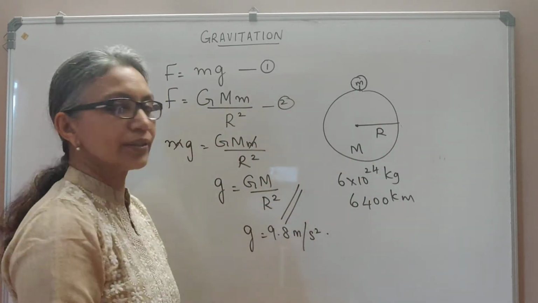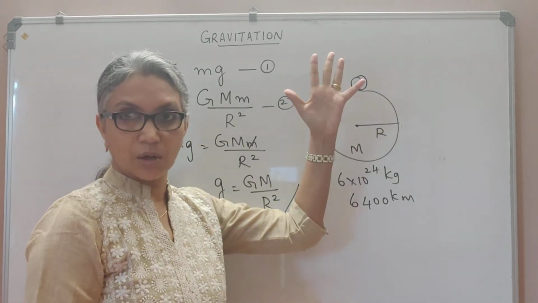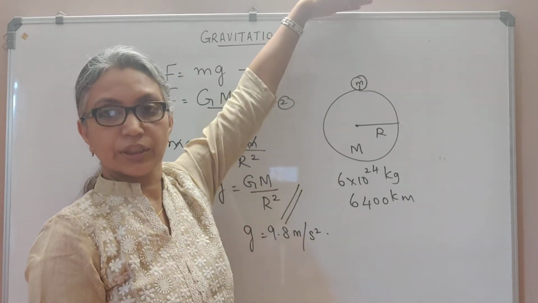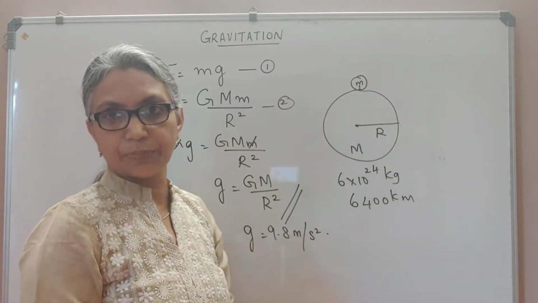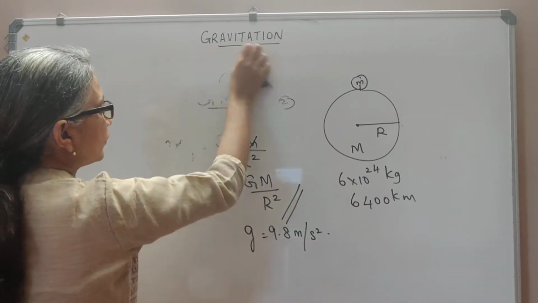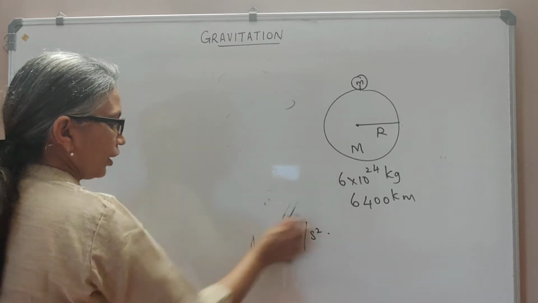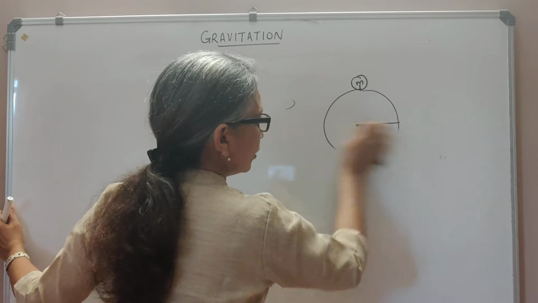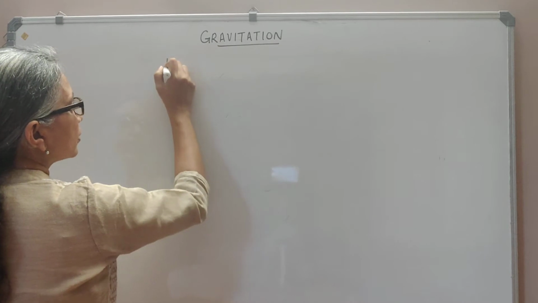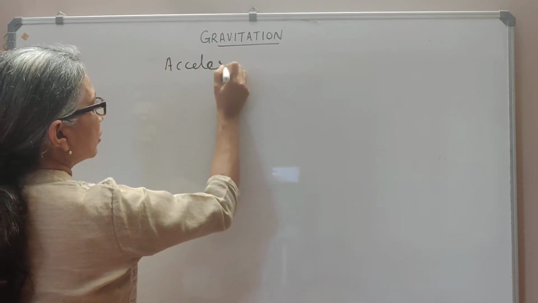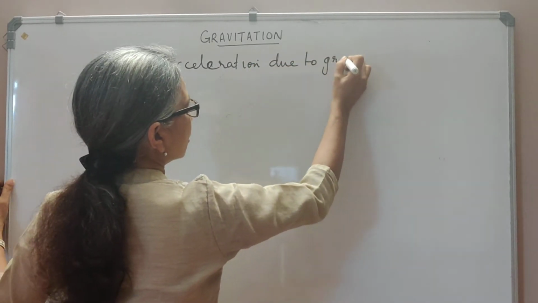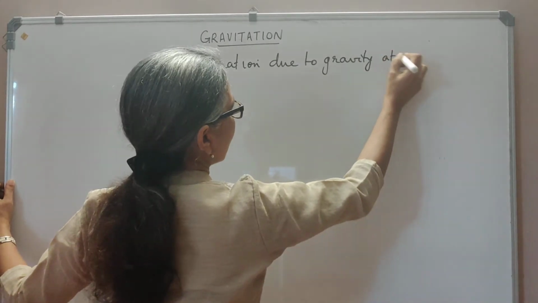We also need to consider whether g is constant throughout, that is, how g varies as we go higher, and also how g varies as we go deeper down into the earth. So first we are going to look at how g changes as we go higher. For that, let me write: acceleration due to gravity at a height h.